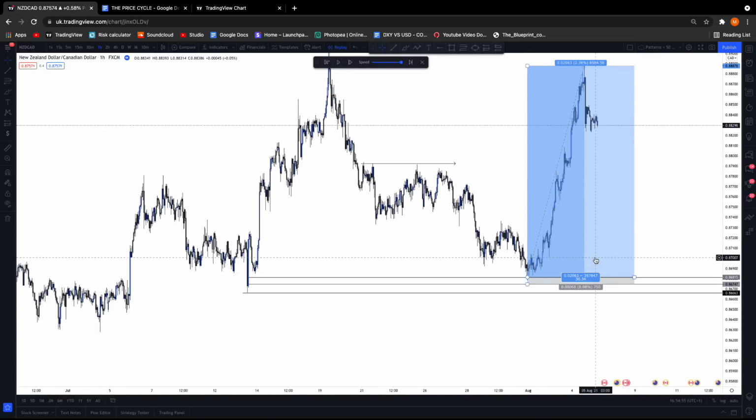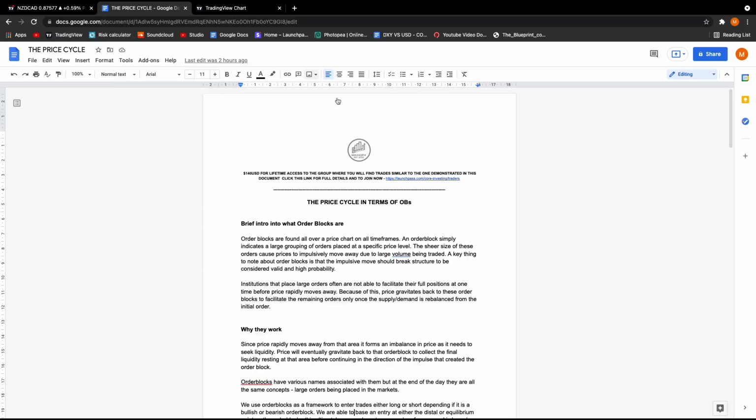Once you understand that, it's just a question of finding valid order blocks, which is something very simple to do that you can learn over time. So that's all the strategy is. Fairly simple strategy.